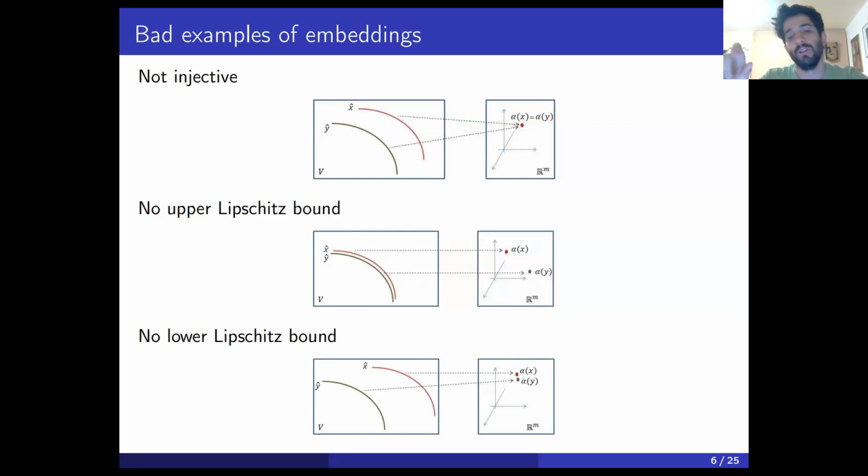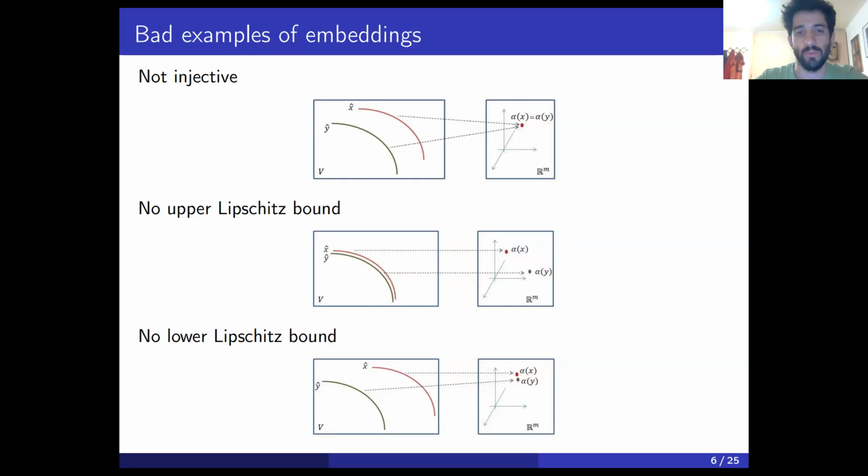We don't want two orbits that are far, far away to be sent to almost the same point, because then we probably have very similar predictions. So it is a similar problem to the case where our embedding is not injective. So these are the properties that our embedding wants to have.